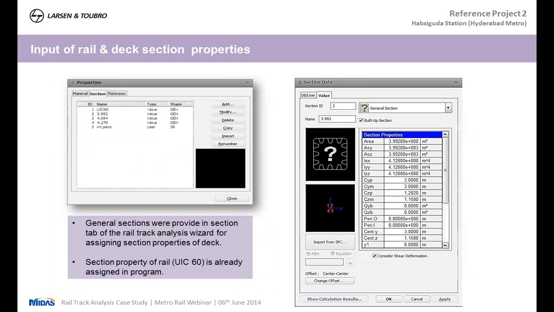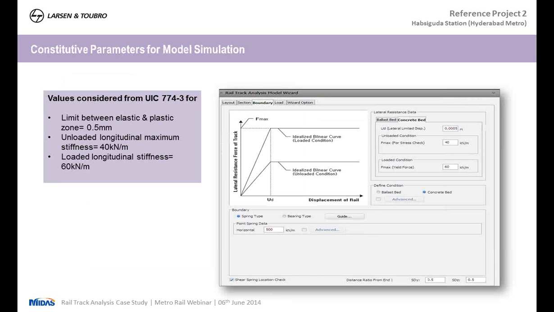General sections were provided in the section tab of the rail track analysis wizard for assigning section properties of the deck. As areas were different for some spans, different section properties were assigned for them, like 3.992, 4.094, 4.279. And the section property of rail is already assigned in the program, as told earlier. Values of longitudinal restraints were given from UIC 774-3, similar to the first project in the bound detail.